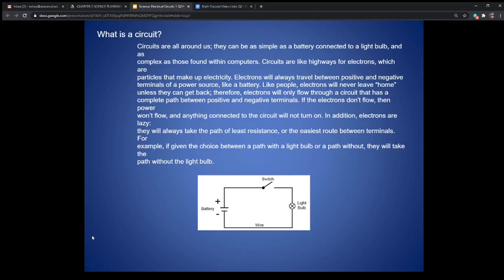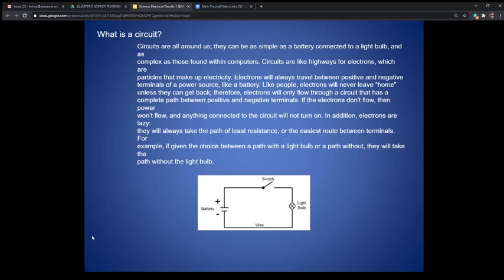Electrons will always travel between positive and negative terminals of a power source, like a battery. Like people, electrons will never leave home unless they can get back. Therefore, electrons will only flow through a circuit that has a complete path between positive and negative terminals. If the electrons don't flow, then power won't flow, and anything connected to the circuit will not turn on.